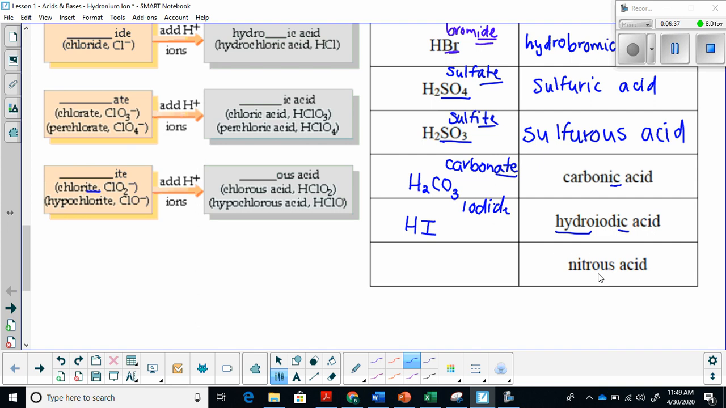And lastly, we have nitrous acid. Nitrous acid is going to refer to our nitrite ion, which is NO2 minus, so that means we're going to have one H in front. Okay, so this is how you name acids.